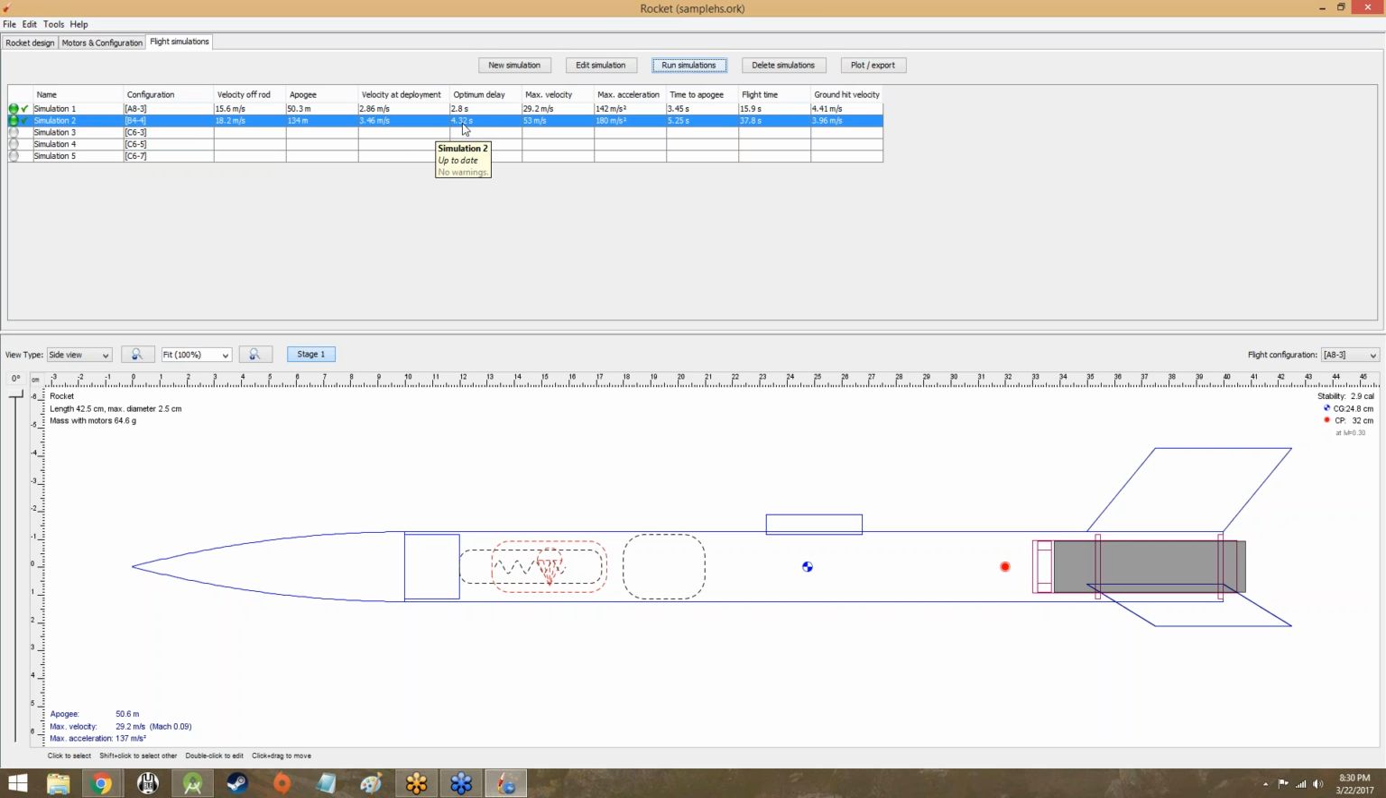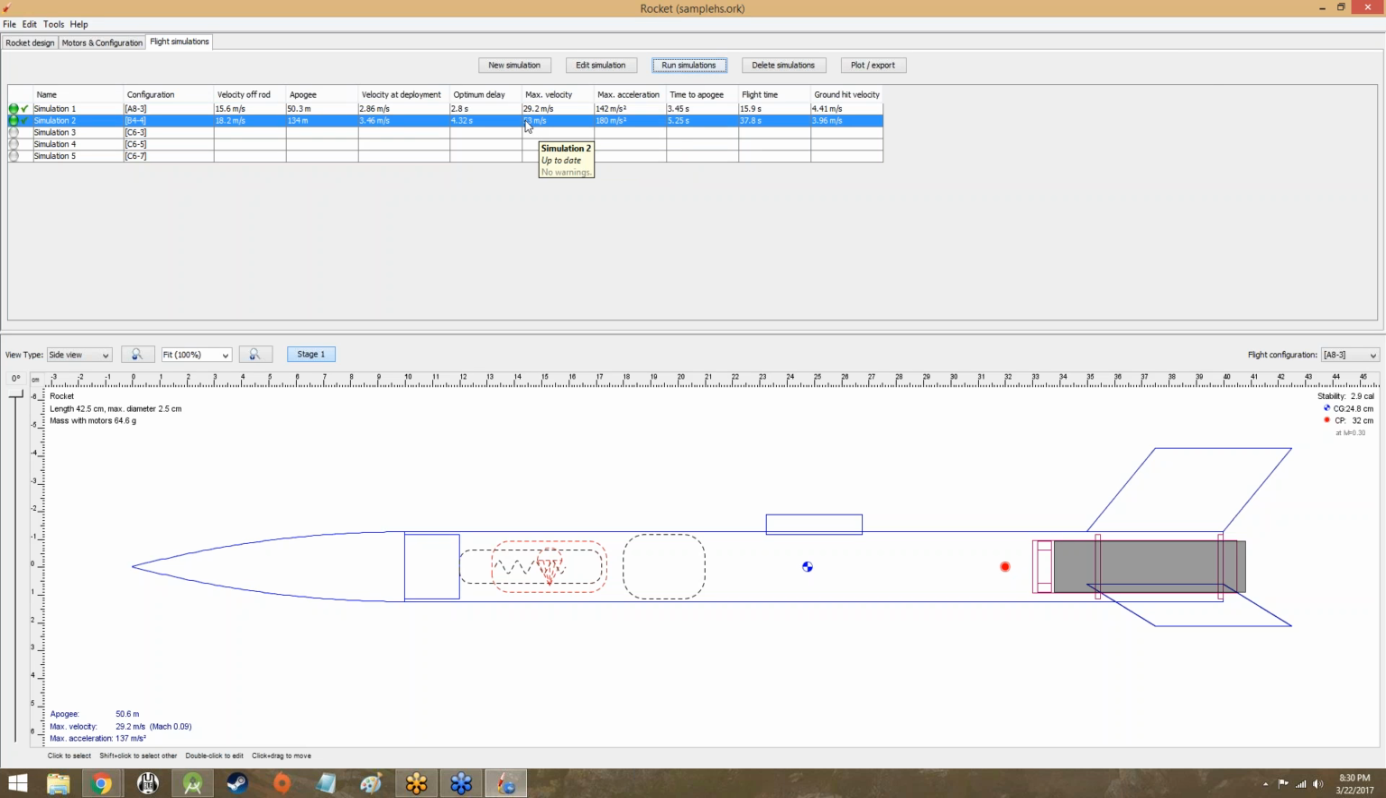So B44 is pretty close to our optimum delay. It deploys a little bit early, but it's not too bad. A83, we deploy a little bit after optimum delay. So that's after the rocket reaches apogee and starts to go back down again. So as you can see, we're still moving upwards a little bit because our recovery system deploys a little bit before optimum delay, and it's going a little bit faster.